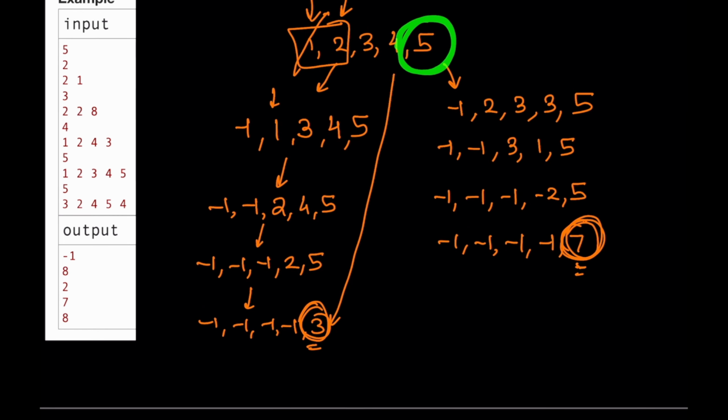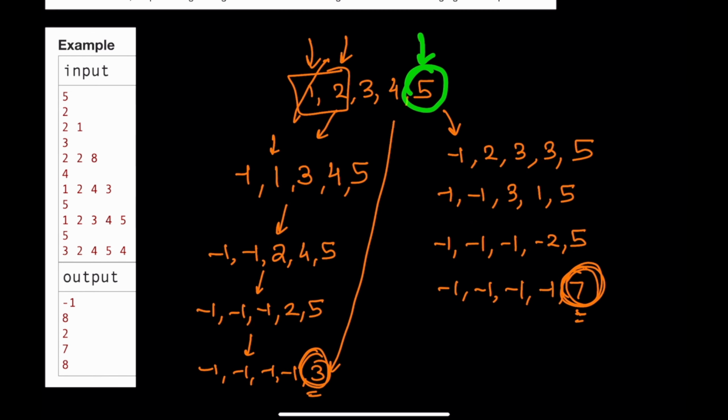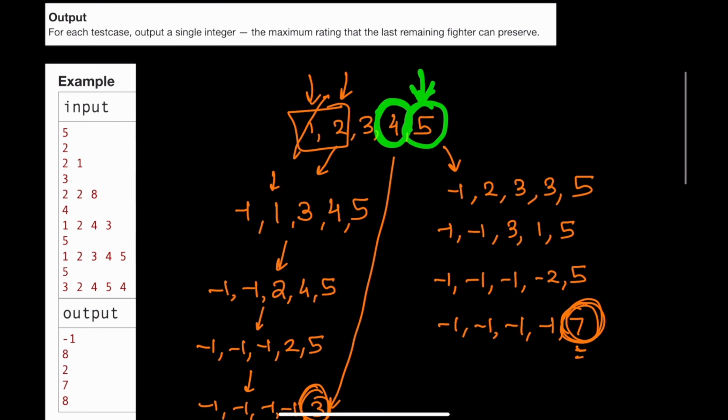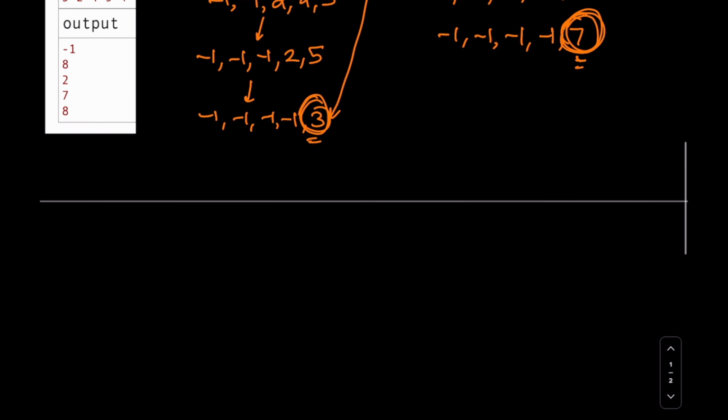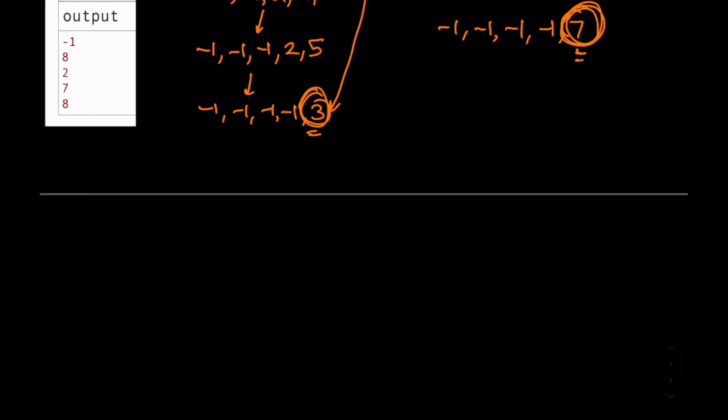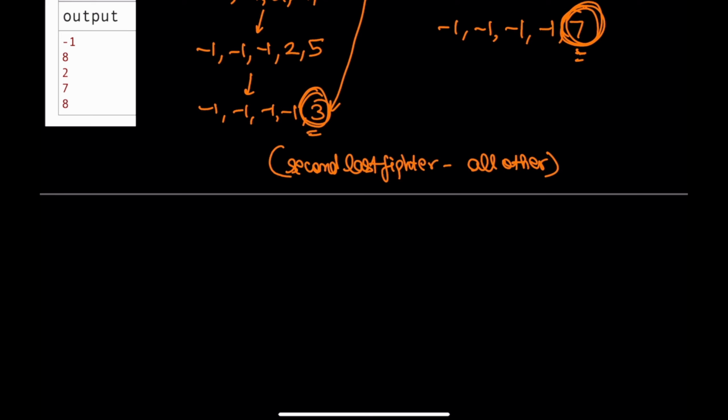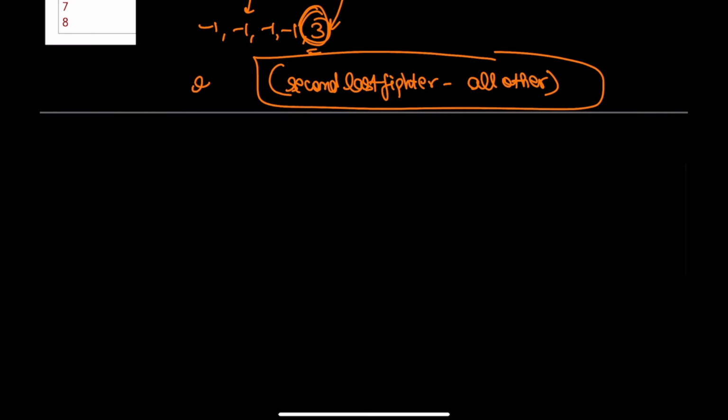Since this player wants to maximize his rating, he will try to reduce the rating for this fighter as much as possible. The minimum rating for this fighter can be achieved by fighting this fighter against all the previous elements. So effectively the reduction in the rating for the final fighter can be calculated as the second last fighter minus all others. Let's give it a name, reduction. So our answer would be the final fighter rating minus this reduction.